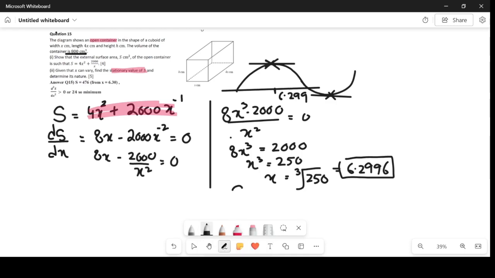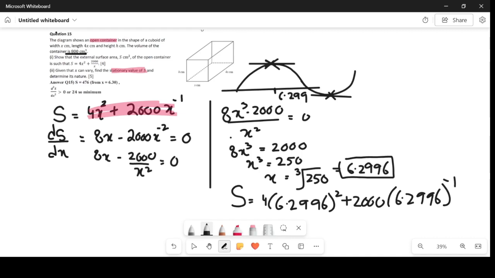So it's going to be 4 times 6.2996 squared plus 2000 into 6.2996 power minus 1. Let's substitute that. I'm going to do 4 times answer squared plus 2000 times answer bracket power minus 1. Oops, I did minus 4. I'll have to redo this.